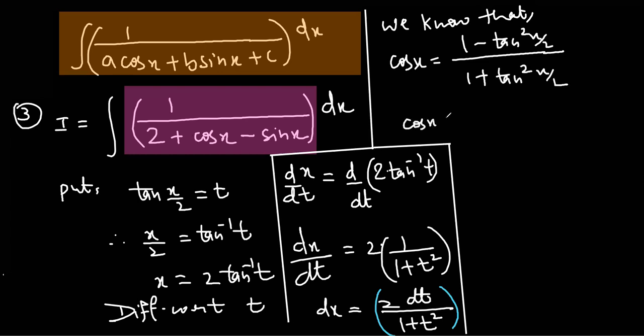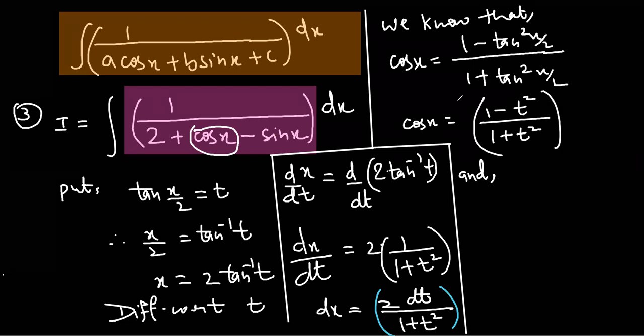So cos x will become (1 minus t square) upon (1 plus t square), because you have written tan x by 2 as t. Similarly, you know about sin x also. So here for cos x, what will you write, students? In the old integral, when you write the new integral in terms of t, you will substitute cos x as (1 minus t square) upon (1 plus t square).